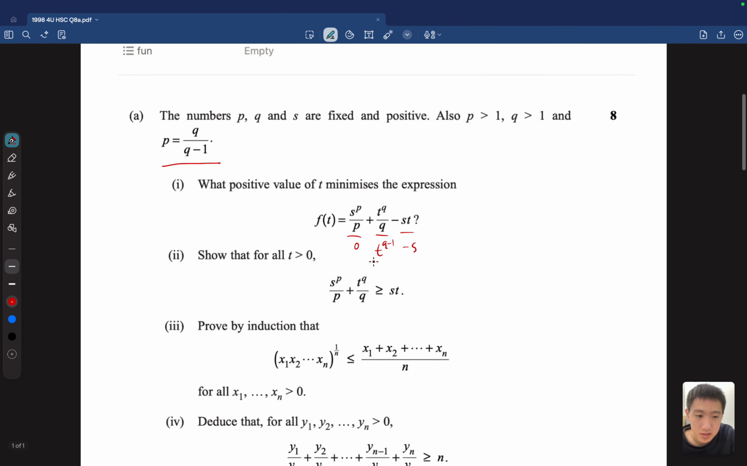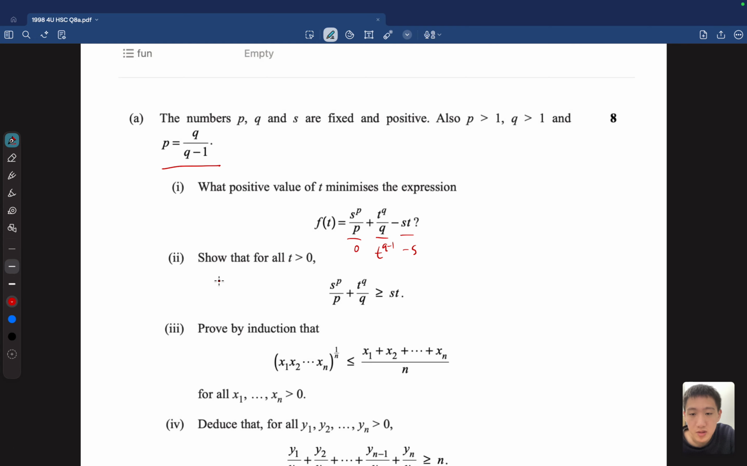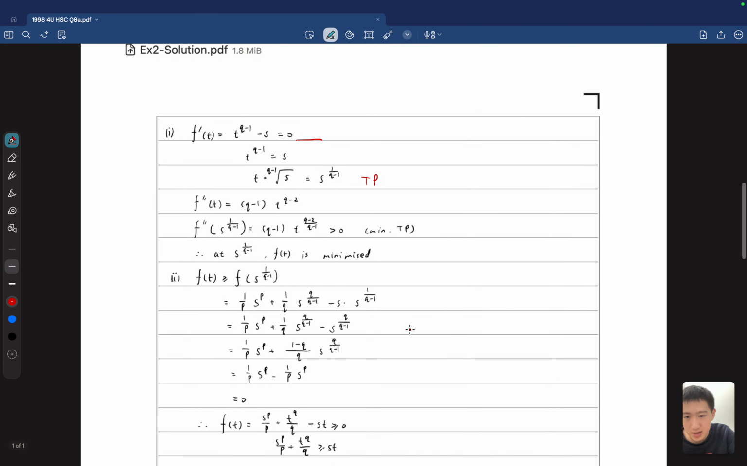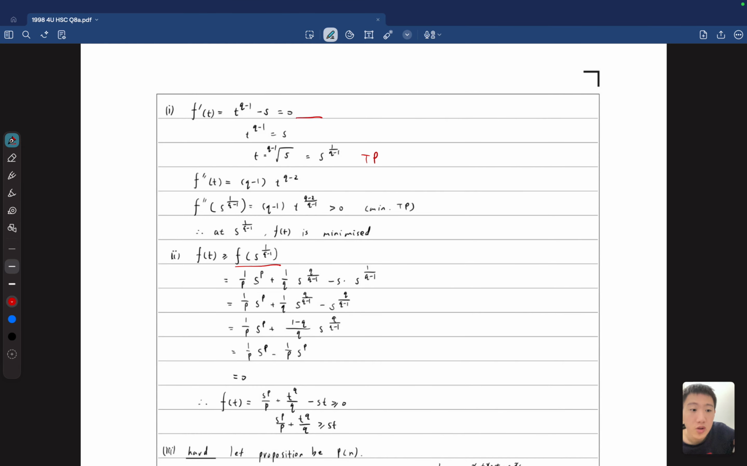Now we can do the second question, which is just a follow-up question. Show that for all t greater than 1, we show this. Because we already showed which value minimizes it, for all positive values it should be greater than this value. And we just plug it in, and after some algebraic manipulation using the relationship between p and q, you can get that it's equal to 0, so it's always positive. These two are quite easy.